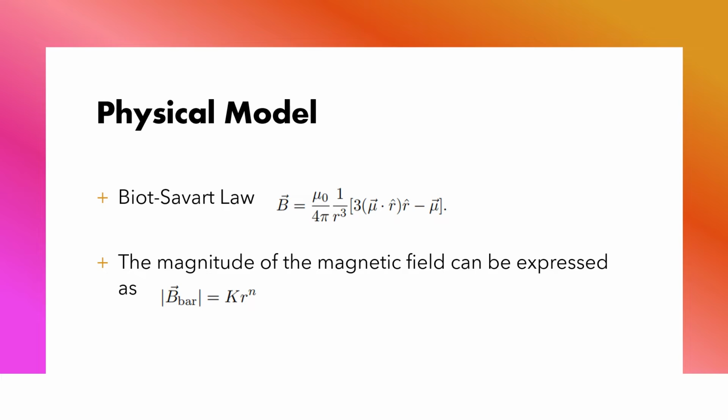The physical model we use in this experiment is the Biot-Savart law. The magnitude of the magnetic field can be expressed as the magnitude of the bar magnet field equal to K times R to the power of n. Since we are exploring the correlation between the magnetic field and the distance, we can assume all the other constants are the same except for R. So we express them in capital letter K, and n is expected to be -3.